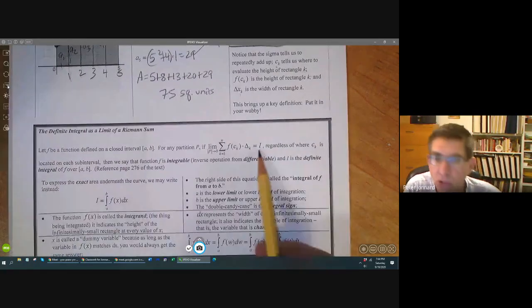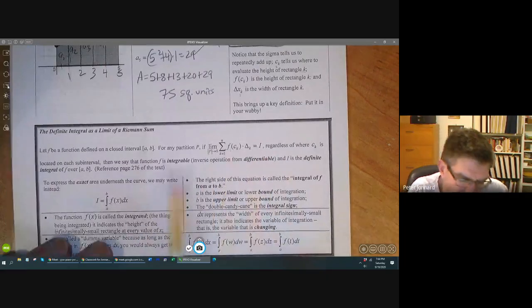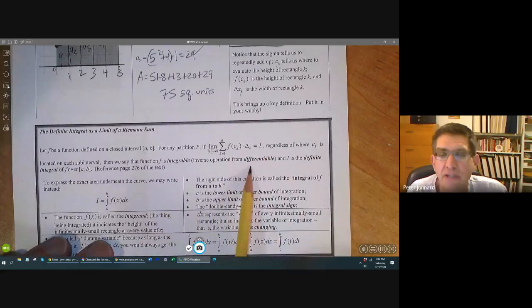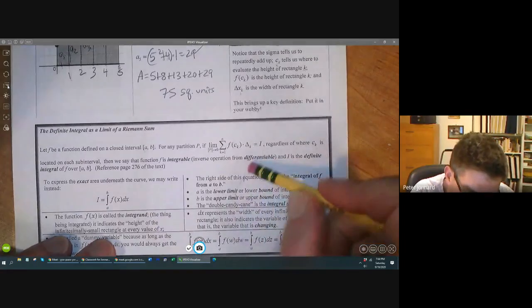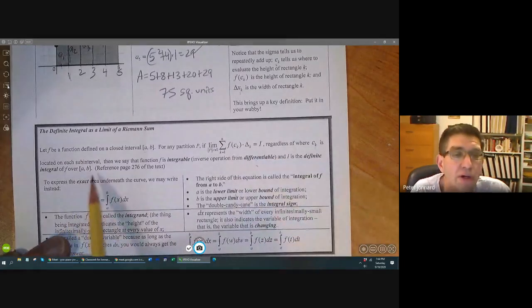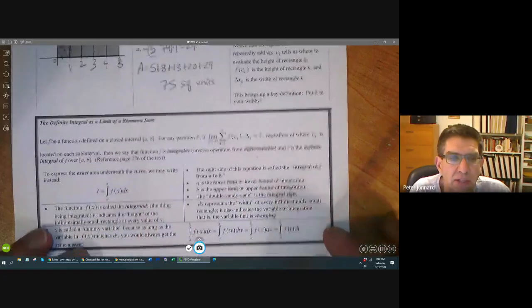Okay, if that's true, if we do in fact get a finite number, then we say that this function is integrable, meaning the opposite of differentiable, and that number that we get there, I, is the definite integral of f over the closed interval from a to b. And page 276 has more details about this.